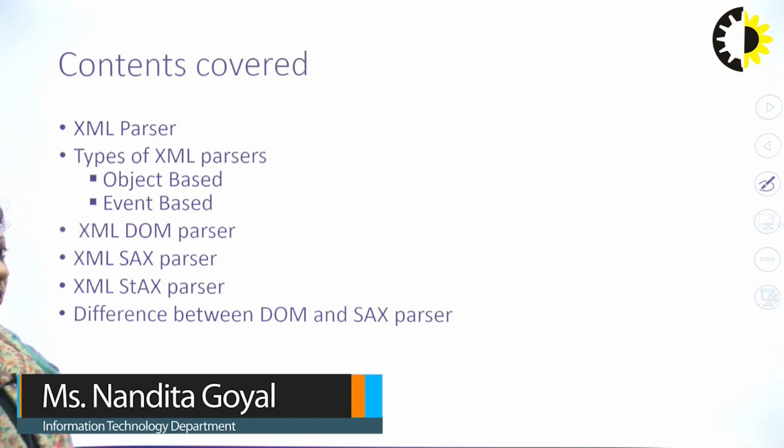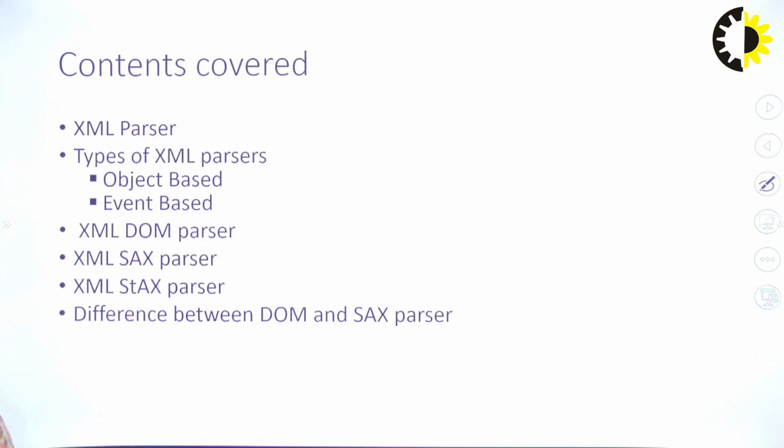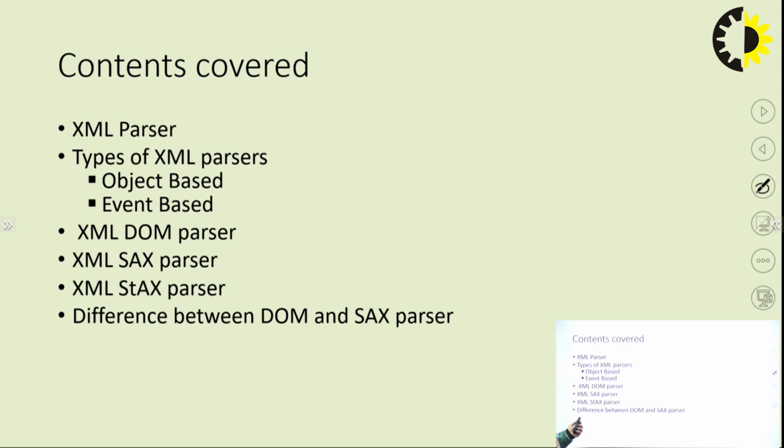The contents that I will be covering during this lecture include what exactly is an XML parser and why do we use it. Then what are the various types of XML parsers which are available. In that we will be discussing in detail the object-based parsers and event-based parsers. After that we will be discussing the object-based parser, which is the XML DOM parser, in detail, and then in event-based parsers I will be discussing the SAX parser and StAX parser. At the end we will be differentiating between the DOM parser and the StAX parser. So these are the contents which I will be covering during this lecture.